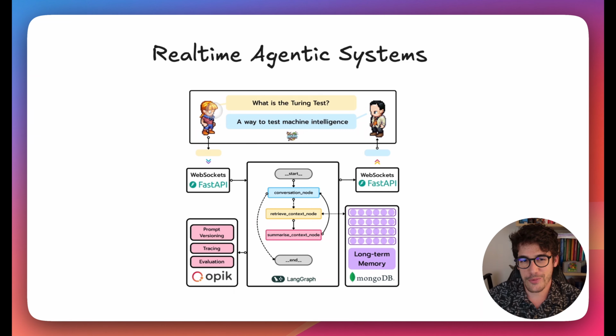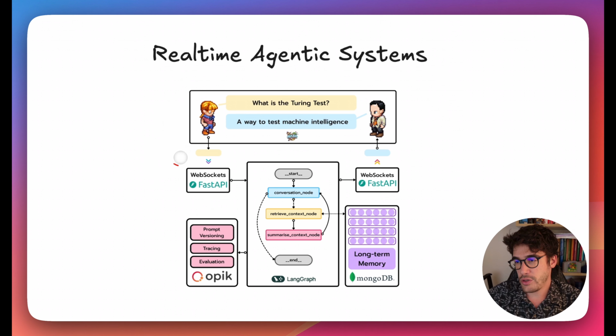Hello friends, welcome to this fourth episode of PhiloAgents. In today's video, as I was saying in the introduction, we are going to talk about how to build real-time agentic systems using WebSockets.